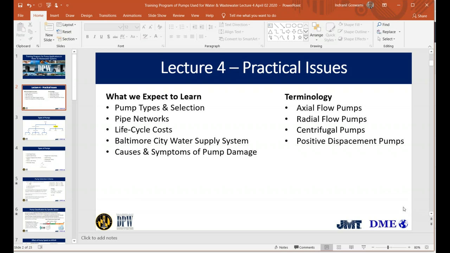Some of the terminology that we will come across in today's meeting are different types of pumps based on the characteristics of flow that goes through them, and some of the broad guidelines about choosing the appropriate type of pumps for different applications.